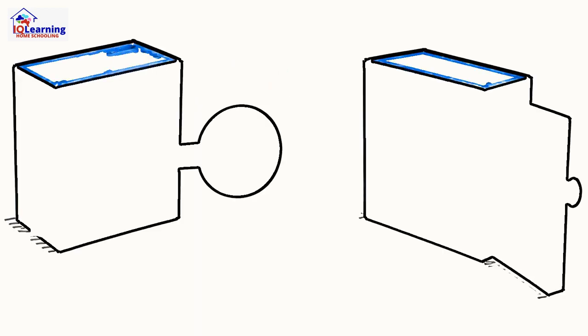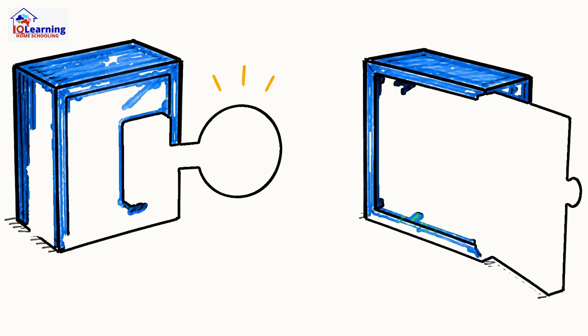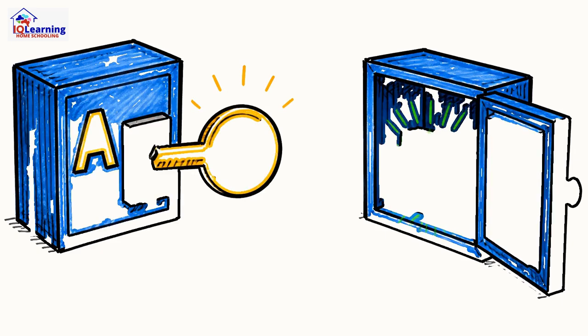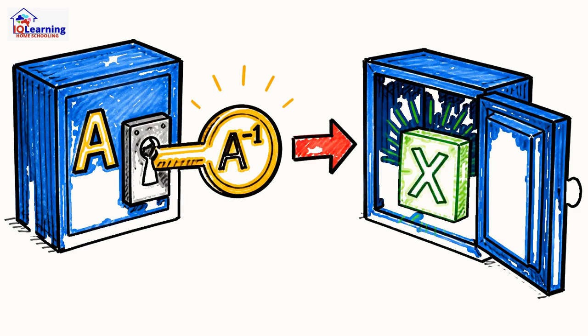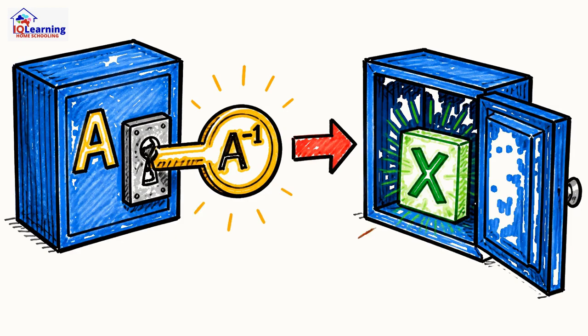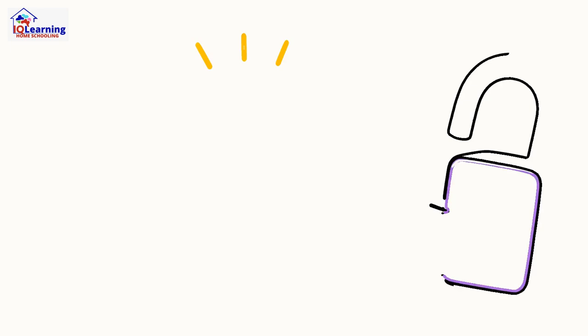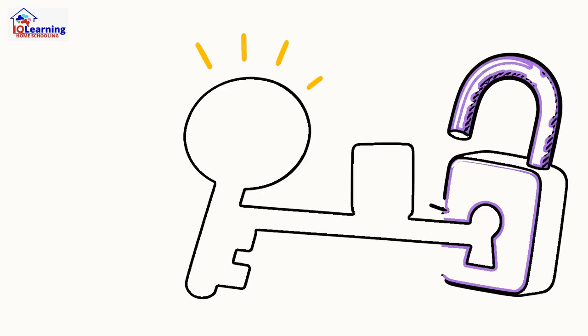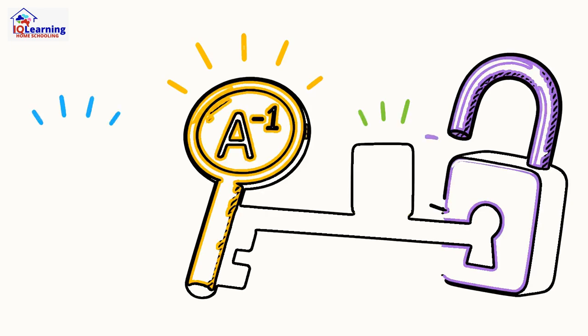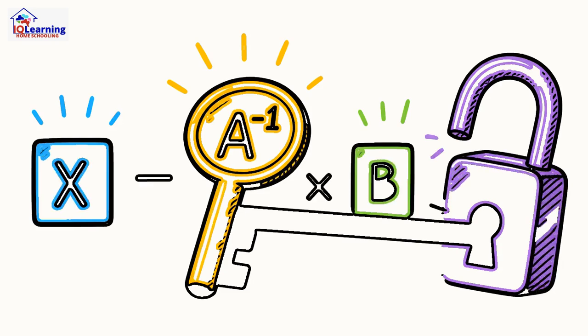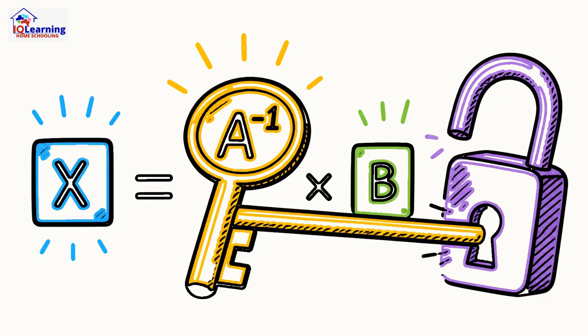The second, more direct approach is the inverse matrix method. If your A matrix has a special inverse, like a secret key, you can use it to unlock the solution in one go. The answer, X, is simply the inverse of A multiplied by B. It's powerful, but it only works if that inverse key actually exists.